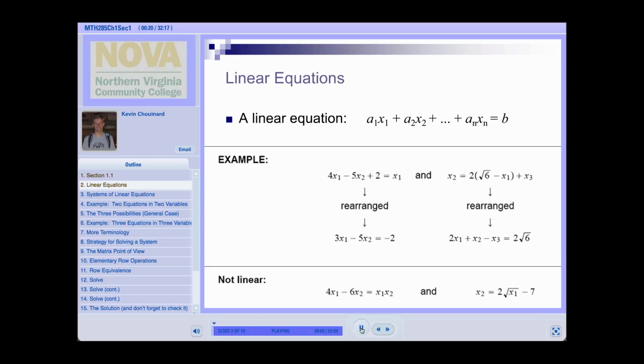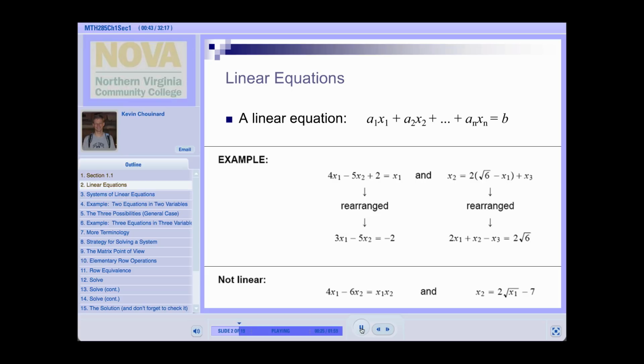A linear equation is an equation of the form a sub 1 times x sub 1 plus a sub 2 times x sub 2, etc., up through a sub n times x sub n equals some constant b. Now these equations come in all sorts of forms here.